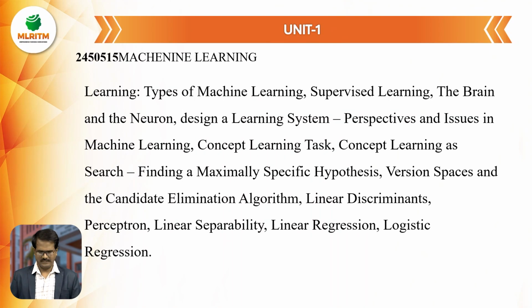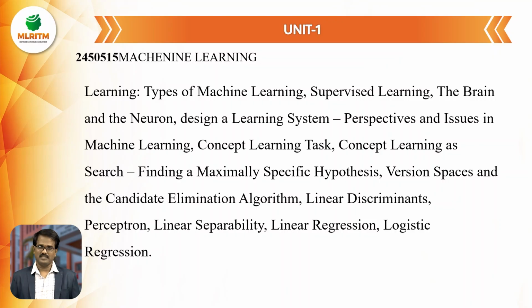This is the first unit syllabus. Here, there are majorly three parts: the learning part, the concept learning task, and linear regression. The student will understand the different types of machine learning algorithms, supervised and unsupervised learning algorithms, and designing a learning system. After that, the concept learning task and concept learning as a search, the Find-S algorithm, version space, and the candidate elimination algorithm. After that, in the third part, the student will be able to understand logistic regression. These are the three topics covered in the first unit.